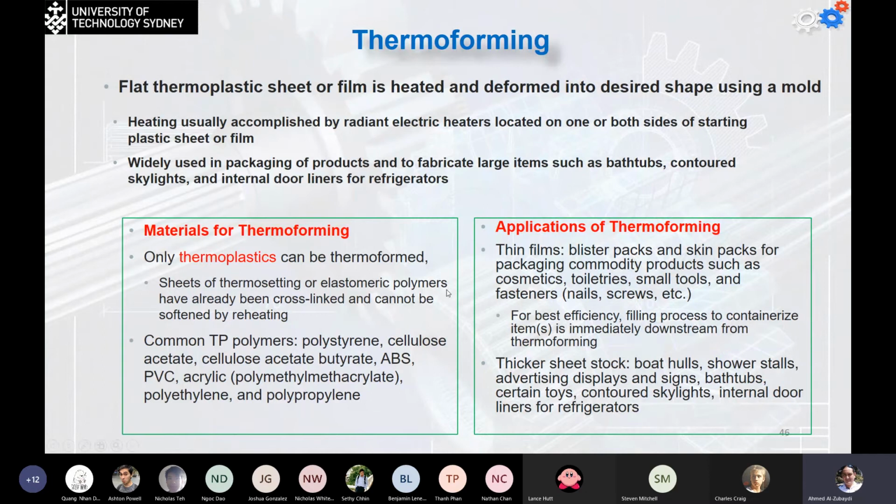The applications for thermoforming: if we use thin films, it's going to be for blister packs and skin packs for packaging consumer products such as cosmetics, toiletries, small tools, and fasteners. Also, if I use thicker sheet stock, I can do boat hulls, shower stalls, and advertising displays and signs.